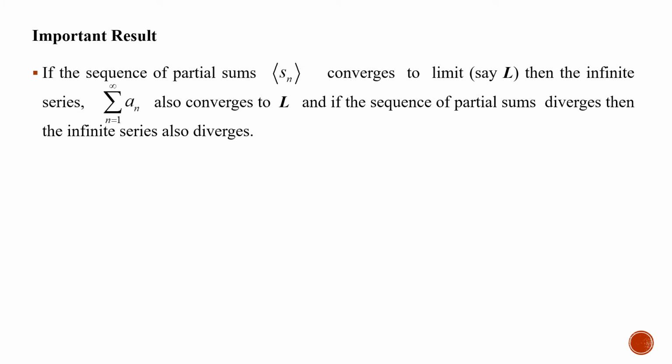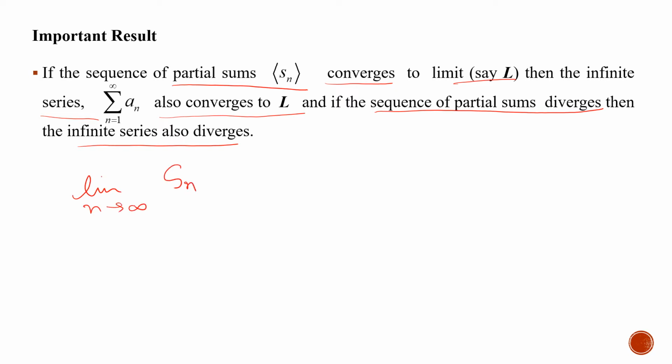Now we will discuss an important theorem. It says that if the sequence of partial sums Sn converges to a limit L, then the infinite series also converges to limit L. And if the sequence of partial sums diverges, then the infinite series also diverges. That means you have already seen the meaning of Sn, and if you find the limit and it goes to some unique finite limit L, then you can say that our series is also convergent, and its sum is this L.